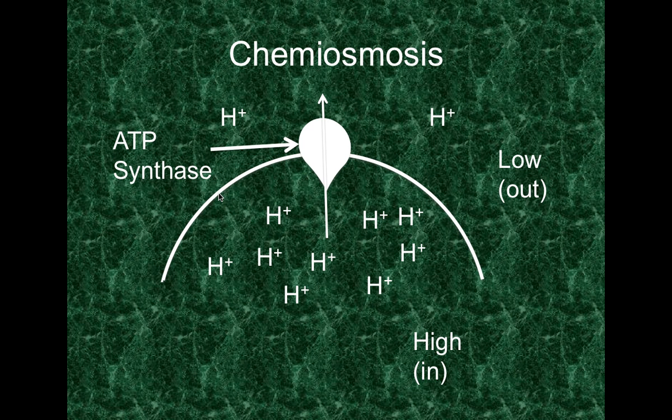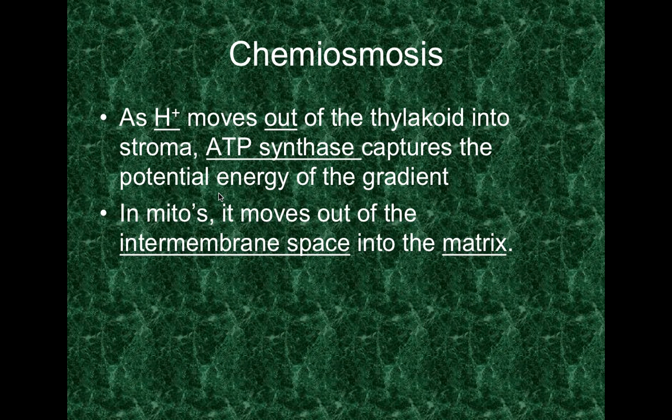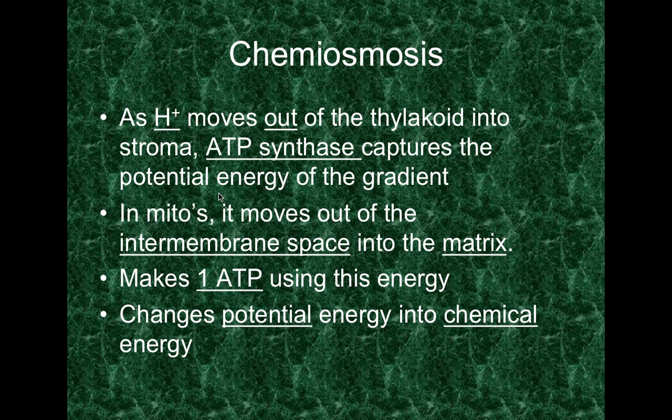Now, I'm referring to this in terms of photosynthesis because your handout is based on photosynthesis. When we get to the handout, we'll actually also relate it to cellular respiration. So, as the H+ moves out of the thylakoid into the stroma, ATP synthase captures the potential energy of the gradient. Remember, potential energy is a form of energy. In the mitochondria, it moves out of the matrix and into the cristae, those folds of the inner membrane. Every time we move an H+, we get an ATP. And what it is doing, it is changing potential energy into chemical energy.